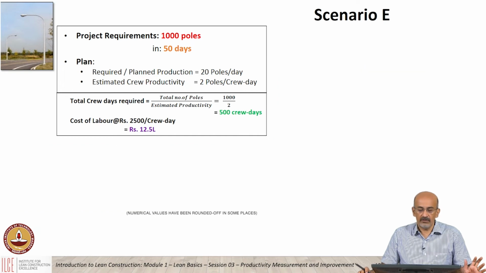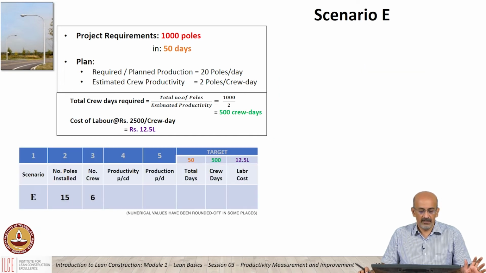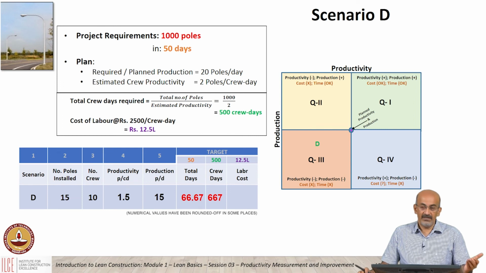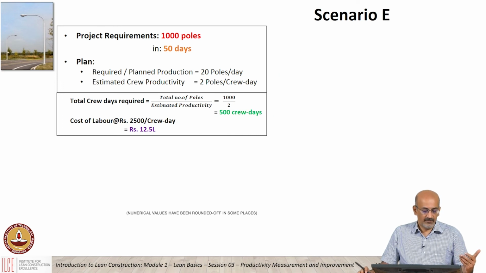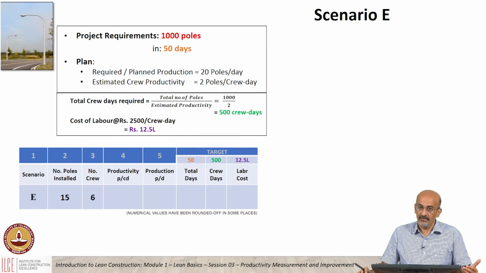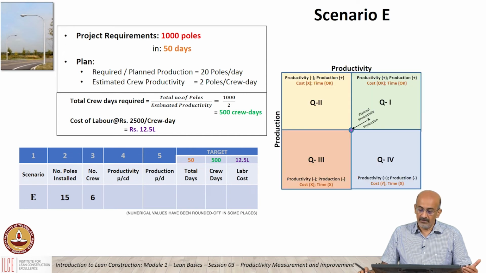Okay, so now we go to scenario E. Here in E, we now have 15 poles but less crew. If you compare the earlier scenario, we had 15 with 10, now we have 15 with 6. Productivity is more than 2, production is still 15, less than 20, which means it is quadrant 4. This is E.